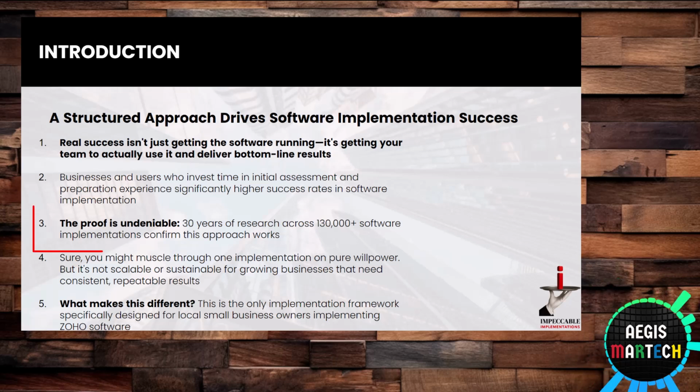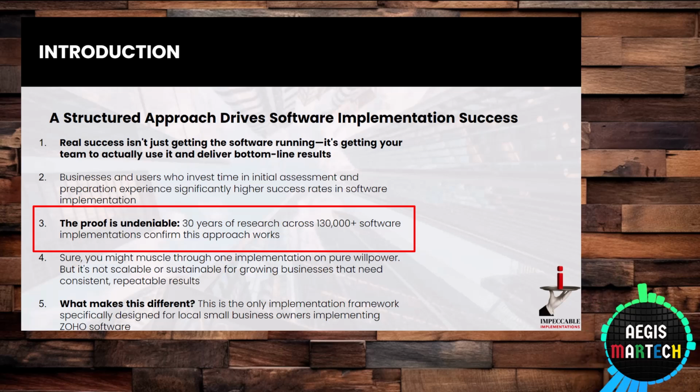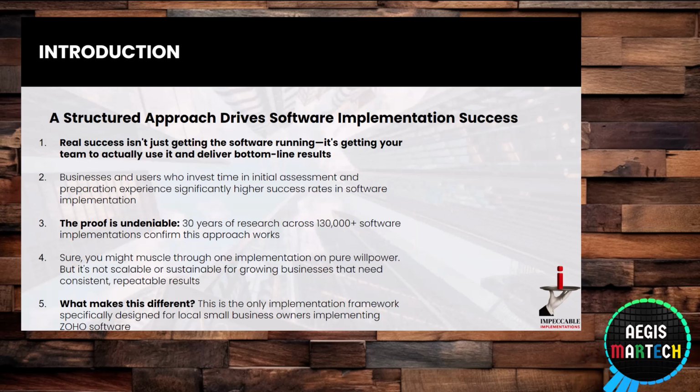There's actually over 30 years of research covering about 130,000 software implementations that confirm what I'm saying: software implementation failure primarily has to do with failing to do the proper assessments and readiness, preparation, and planning in the business before you even touch the technology. And it's not limited to enterprise or multinational organizations. This matters to you too. This incorporates you as a local small business owner.